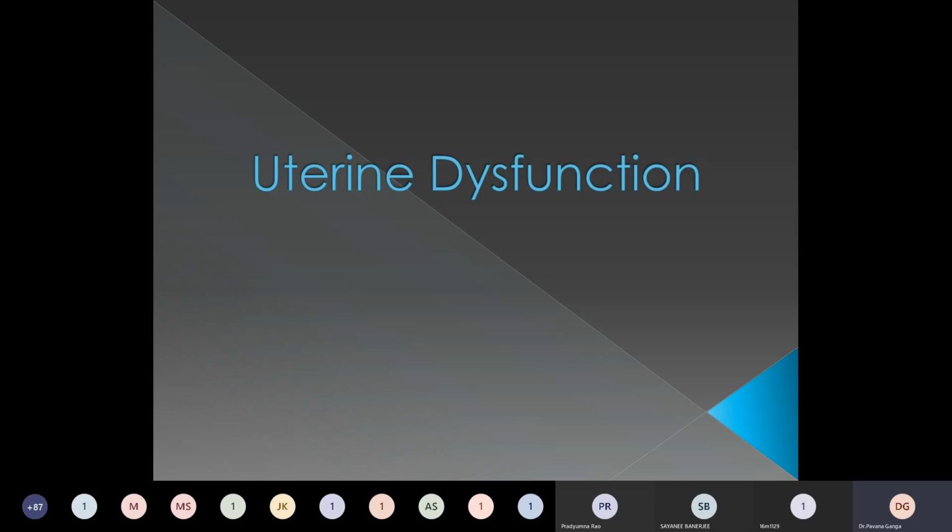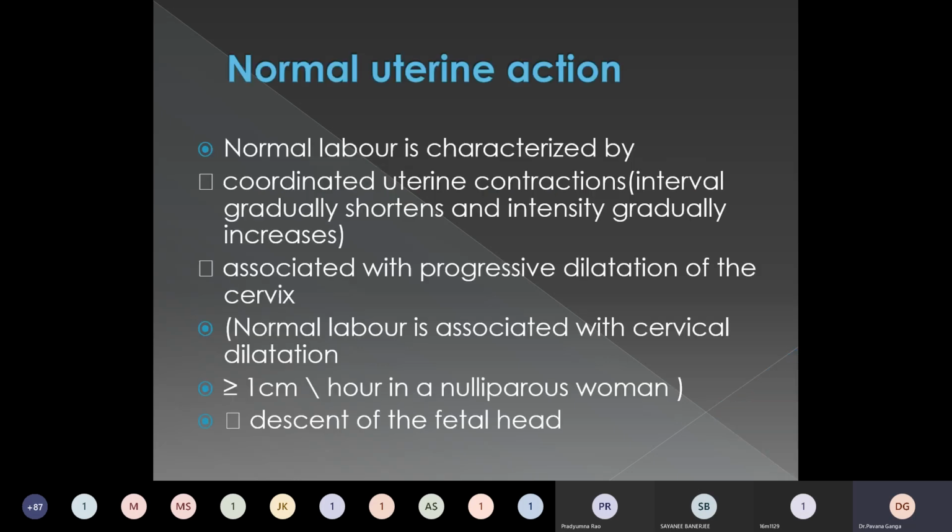So today's class is about abnormal uterine function. Before knowing about abnormal uterine function, let us first know what exactly normal uterine function is. Why is this normal uterine function necessary?